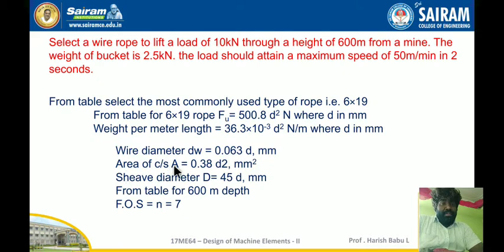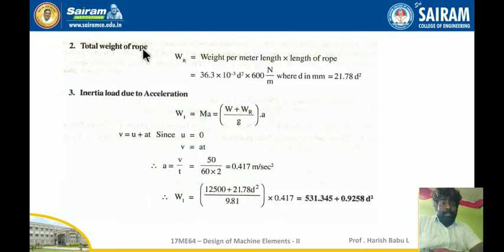Area of cross section A is equal to 0.38 d square. And sheave diameter capital D is equal to 45 into d. And from the table again, for a 600 meter depth, I'm going to get factor of safety n equal to 7. So I'll go for the next step, which will be the total weight of the load.